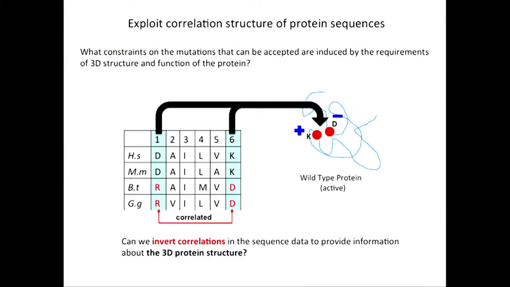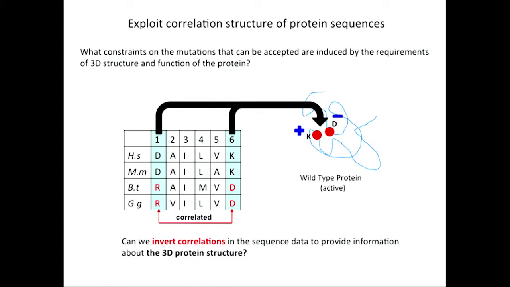What we'd really like to do, of course, is identify that signal by looking at correlations in these large sequence alignments, and use that to make predictions or inferences about pairs of sequence positions that are close to each other in the folded 3D structure. So we want to invert the correlations that we observe to provide information about this 3D structure.